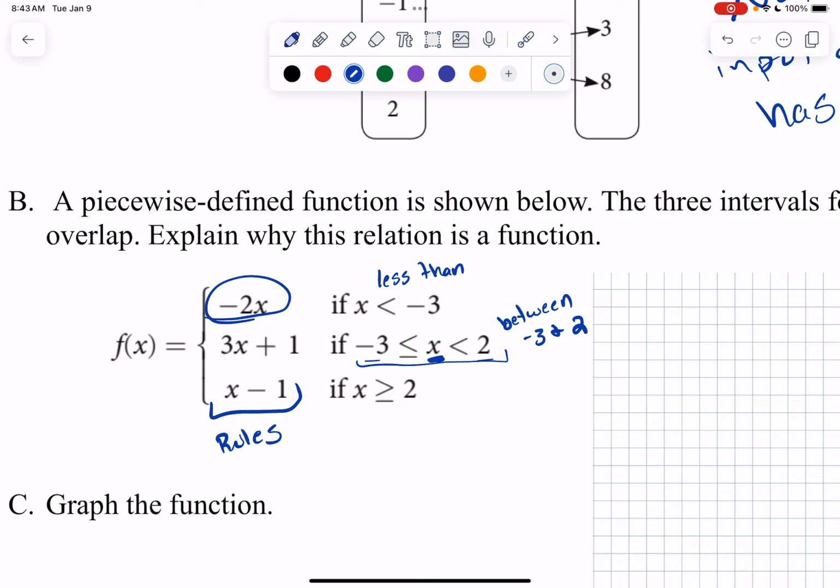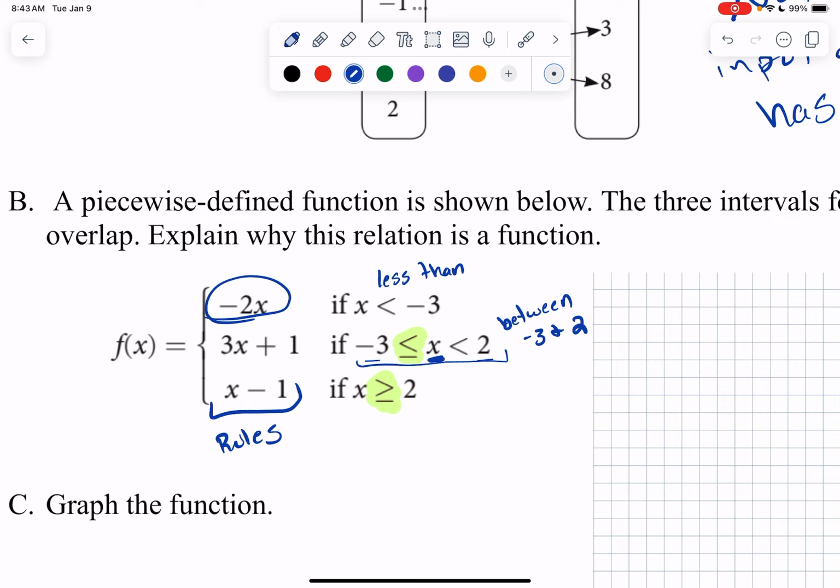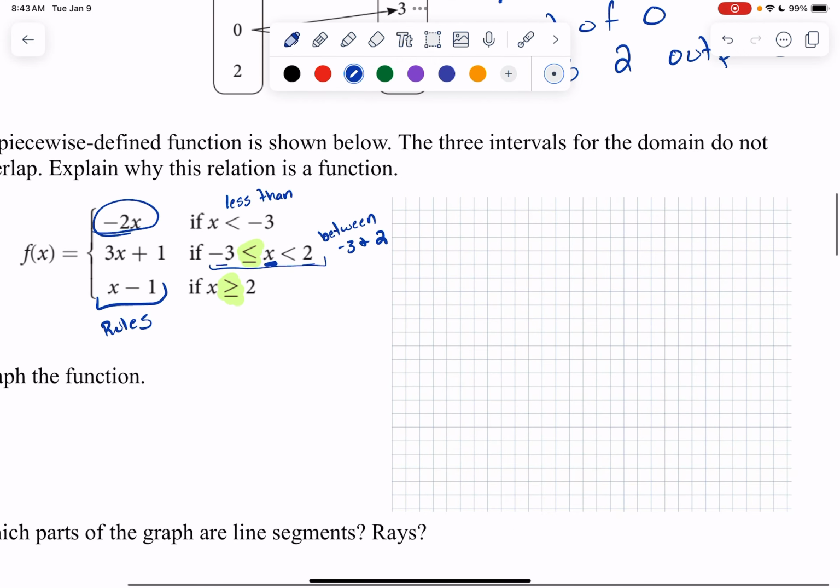But notice the equal to. This has got an equal to, and this has got an equal to. This first rule is only used if I'm less than -3. If I actually equal -3, I use this rule. And this one I only use up until the point 2. Once I get to 2, then I use this rule. So there is no overlapping. This one couldn't have an equal on it because then what would I do when I input a -3? Which rule would I use? We wouldn't know. So it's very important that they're very distinct intervals.